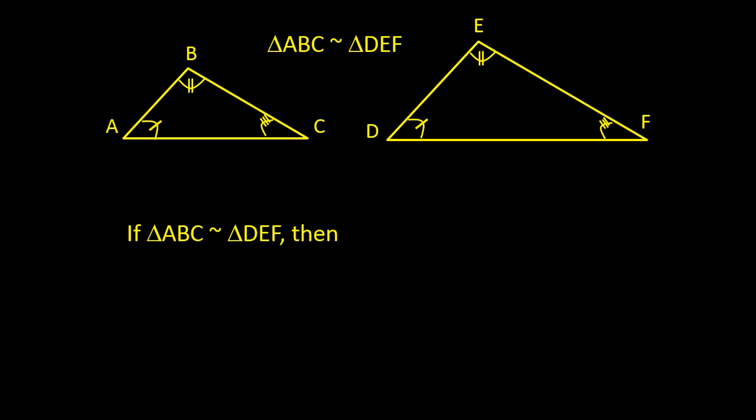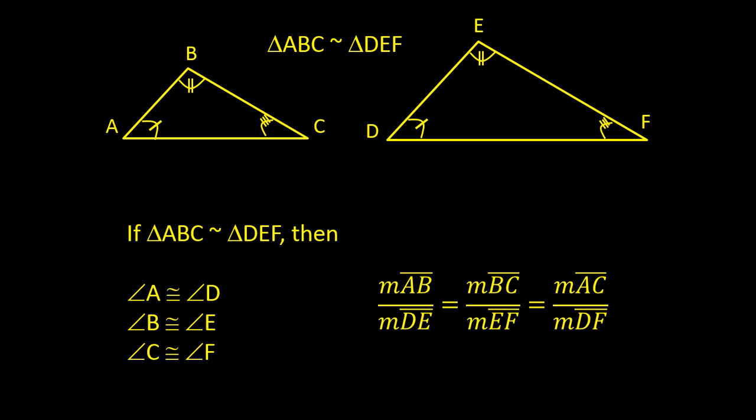So if triangle ABC is similar to triangle DEF, then we know that angle A and angle D are congruent. That's because those two angles are mentioned first in the names of each of the similar triangles. Angles B and E must be congruent because those angles are mentioned second. And angle C and angle F must be congruent because those angles are mentioned third.